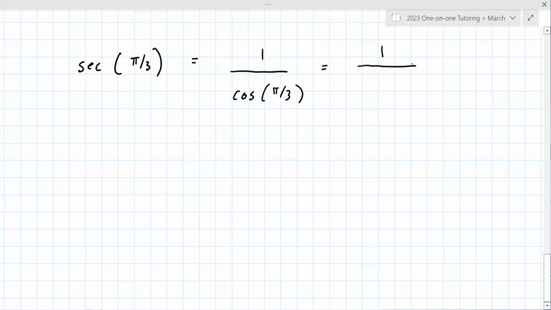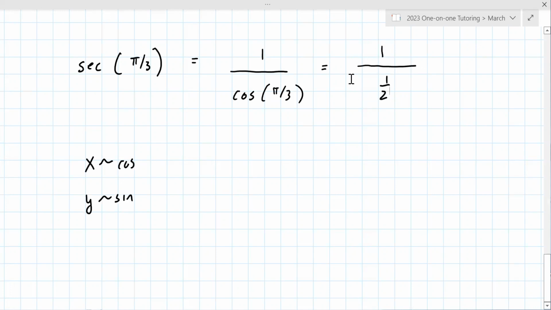It's the x value at that first position. Cosine of pi over 3. You said x value or y value? Yeah, cosine is always the x value. Y is the sine value. It is 1/2. Good.